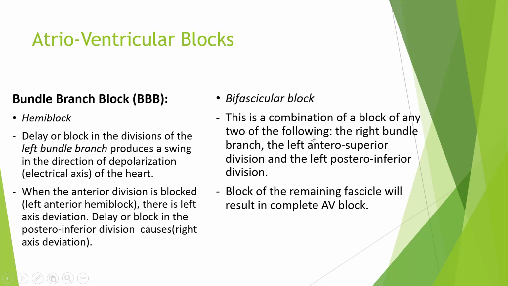But when there is a right bundle branch block with the left anterior superior division or left posterior inferior division, we have what we call the bifascicular block. In all of them, the right bundle branch block is involved. Then you have either the anterior or the posterior division of the left bundle branch, that then you have what we call bifascicular block. All right. The block of this one will lead to a complete AV block, your third degree heart block. I usually require permanent pacing for this patient.